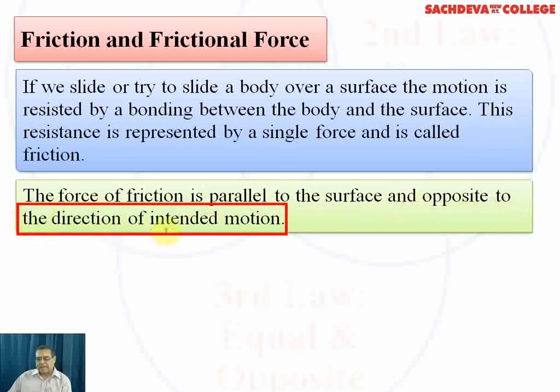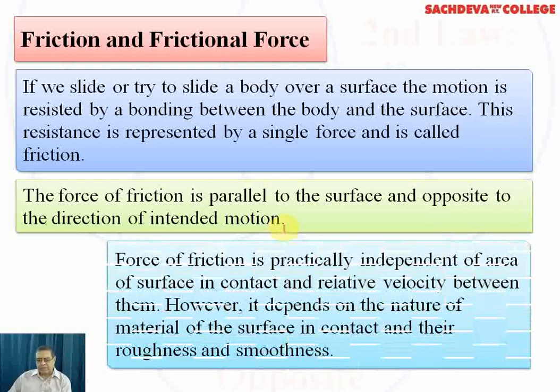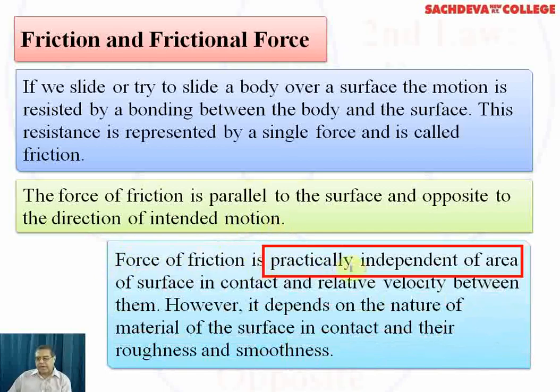Next, the force of friction is always parallel to the surface and opposite to the direction of intended motion. So if the body is moving from left to right, the frictional force will act from right to left. We find that to start the motion or to stop the motion, friction is helpful as well as a disadvantage. Force of friction is practically independent of the area.